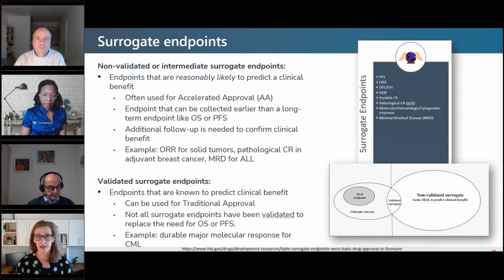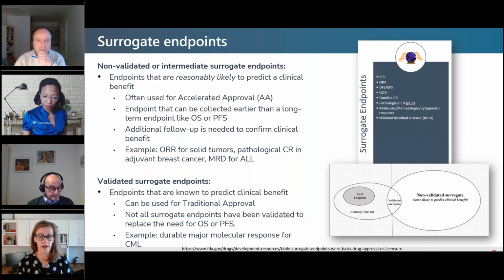For surrogate endpoints, there are non-validated or intermediate surrogate and validated surrogate endpoints. An intermediate surrogate is an endpoint that is reasonably likely to predict clinical benefit, and these endpoints are often used for accelerated approval as they are endpoints that can be collected earlier than long-term endpoints like overall survival or PFS. For non-validated or intermediate surrogate endpoints, additional follow-up is needed to confirm benefit. Some examples of intermediate surrogate endpoints would be durable overall response rate for many solid tumor indications or pathological complete response for breast cancer.